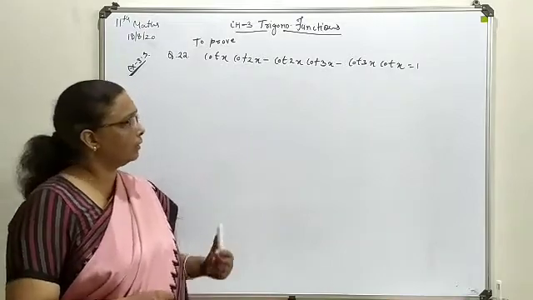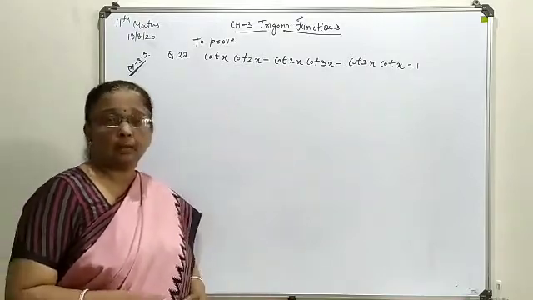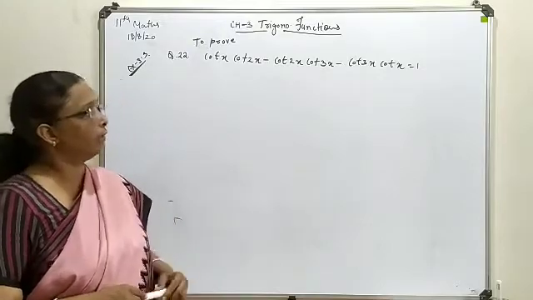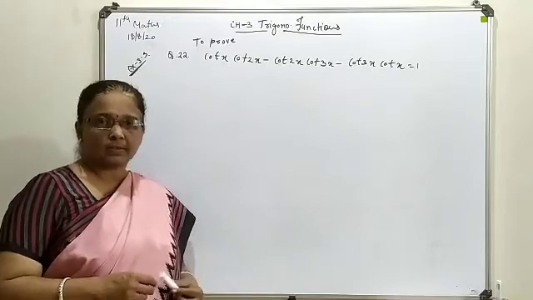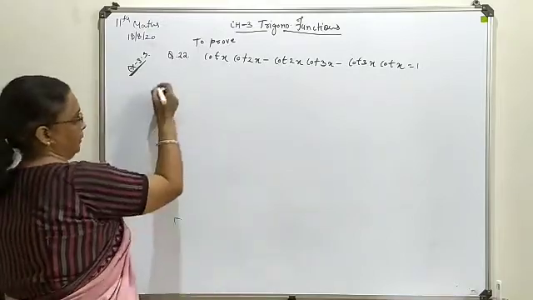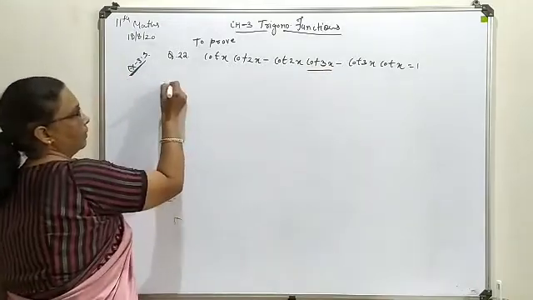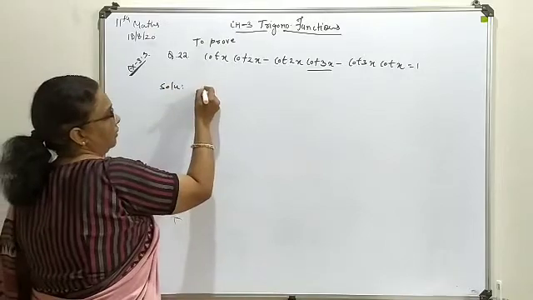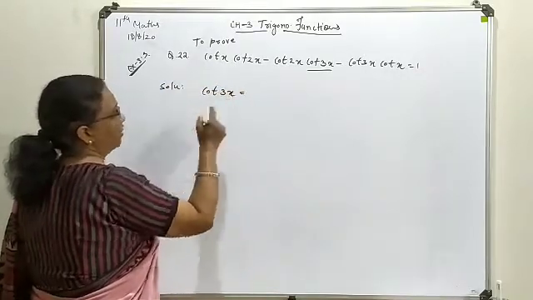Now we are not going to prove the left hand side directly as the right hand side. Only for a reference cot 3x we are going to take as the starting point of the solution. So let's start with this given angle, this 3x. This is cot 3x.